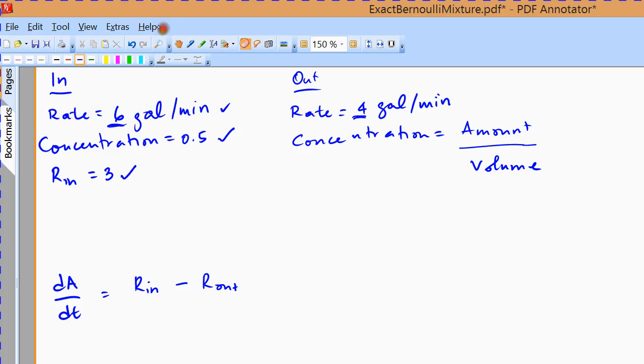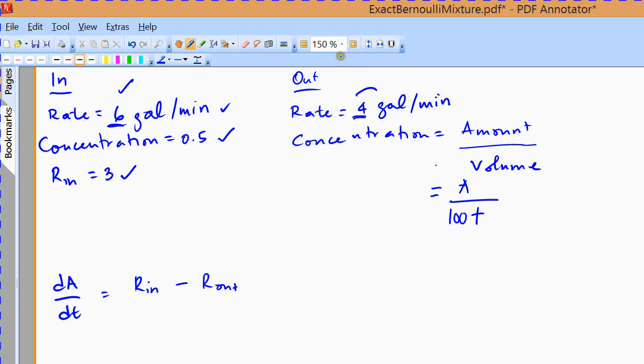Now for the outflowing liquid, we have a rate of 4 gallons per minute, and this means that brine is flowing into the tank at a rate of 6, which is faster than the rate at which the brine is flowing out. This means that the volume in the tank will keep increasing. Now to figure out the concentration, we have amount over volume, so I'm going to call this A for amount, and the volume will be the initial volume plus the increase in volume.